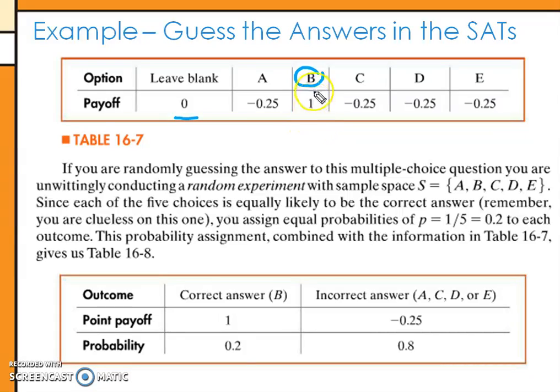We could do anything. So if B is the right answer and you put B, you get 1 point. What if you guess any of the wrong answers? You get minus a quarter of a point. So then the thing we want to think is, well, what's the chance that this happens? If you are guessing, each one of these has a 1 out of 5 chance of being right. There's 1, 2, 3, 4, 5 answer choices. So 1/5 or 0.2. All of these have a 0.2 probability of happening.